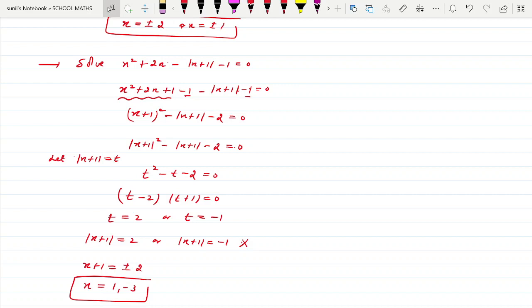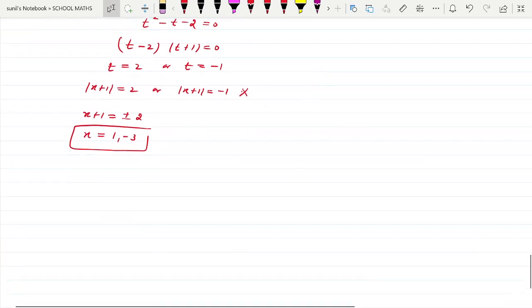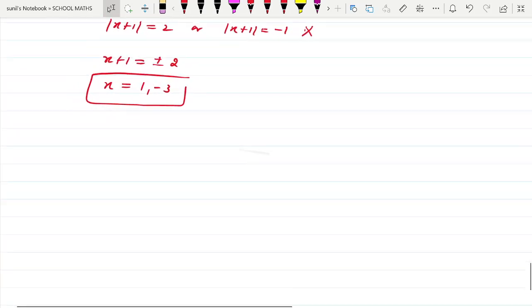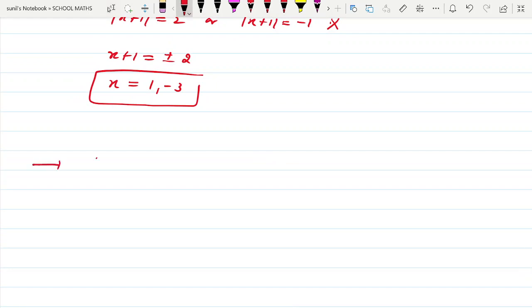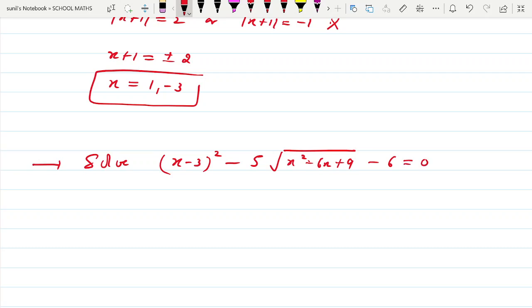Okay, so we have one more question in this category. See, the question is, solve x minus 3 whole square minus 5 times mod square root of x square minus 6x plus 9 minus 6 equals to 0. Okay, I will handle this.